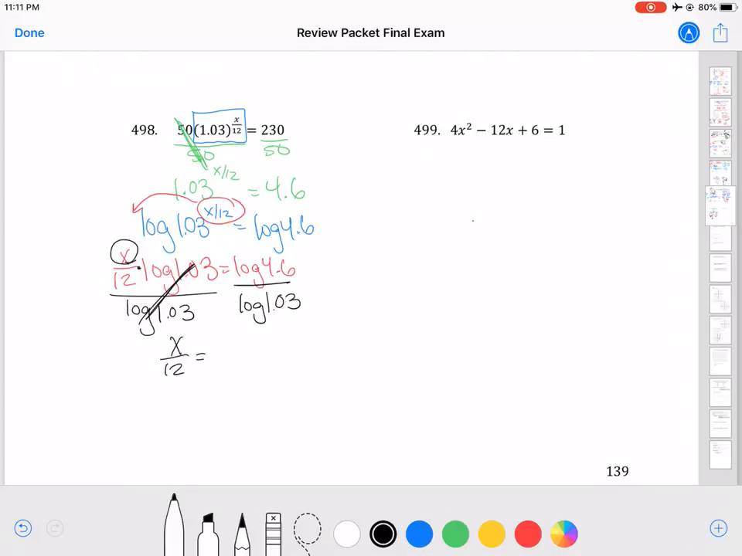and this one also is not a nice number. You have to write out the whole thing because x is not by itself yet. So I'm just going to copy it down. You should get 51.62 and so on.